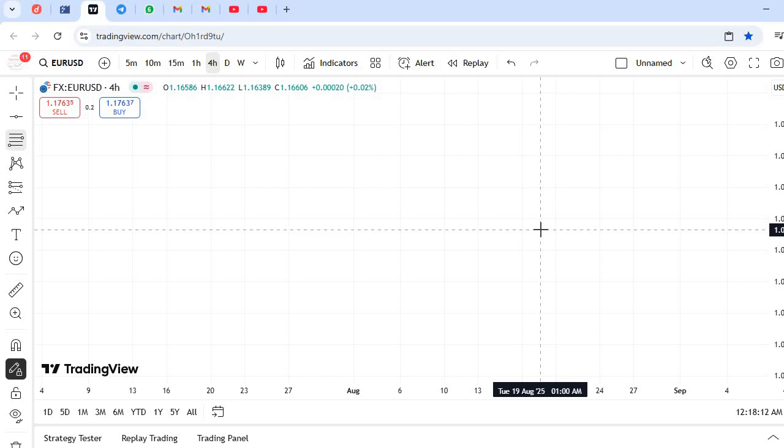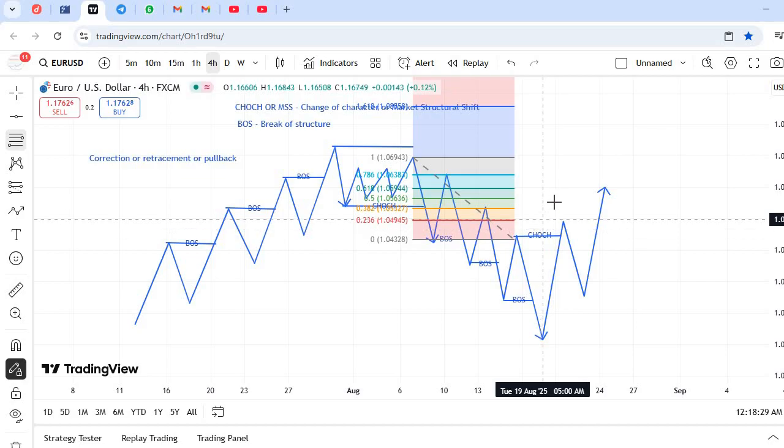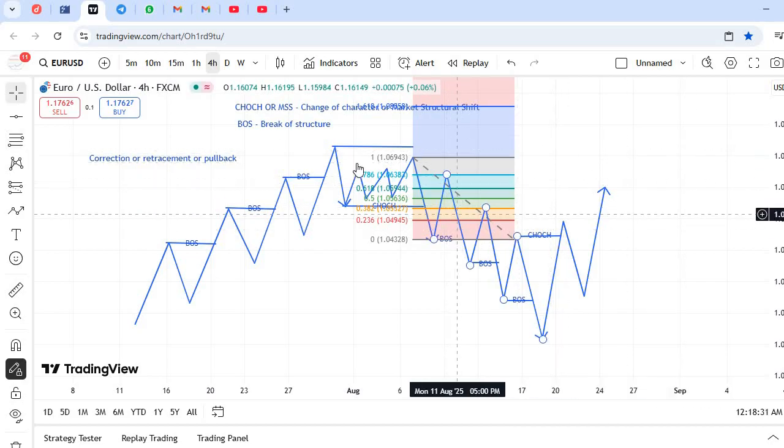That is why we are making use of the Fib tool. We want to check the level of the pullback. Like I said, for a downtrend, the pullback should get to at least 50% before the continuation. So you can see here now.